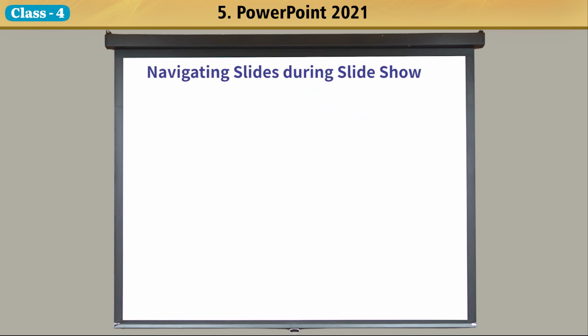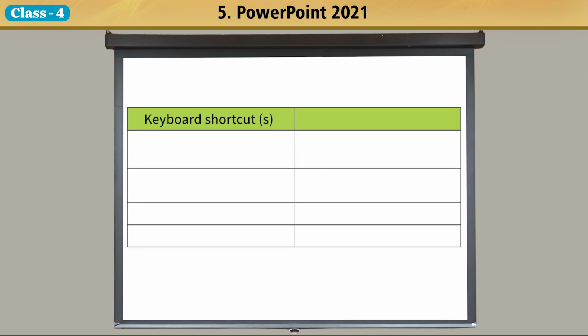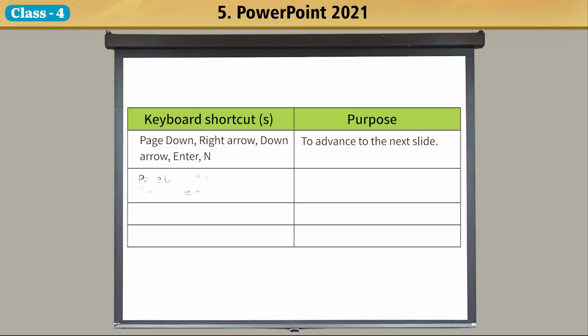Navigating slides during slideshow. PowerPoint offers the following keyboard shortcut keys that help us move through various slides during a slideshow. Let's learn about the keyboard shortcuts. Keyboard shortcuts. Purpose. Page down, right arrow, down arrow, enter, N: to advance to the next slide. Page up, left arrow, up arrow, backspace, P: to move back to the previous slide.